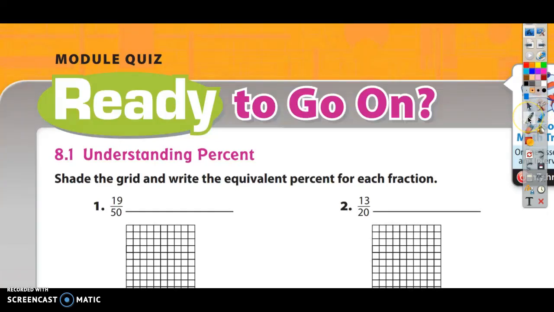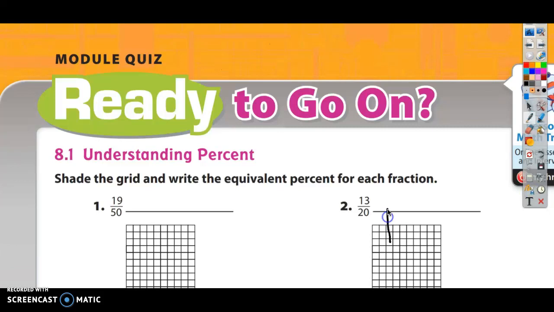This is the Module 8 test review. This is page 223. This is your last chance to watch some instructional videos before you take the Module 8 test. So take good notes, pay good attention, and let me know if you have any questions.